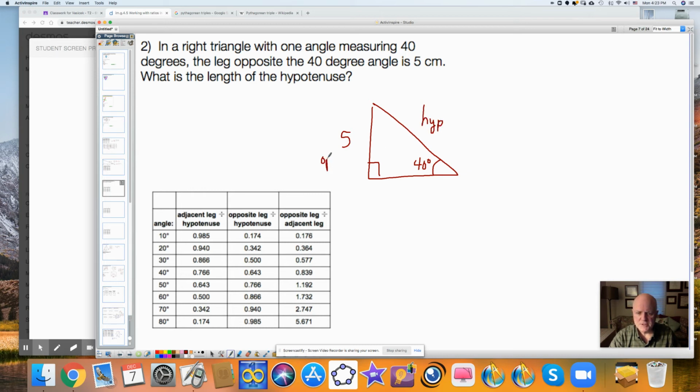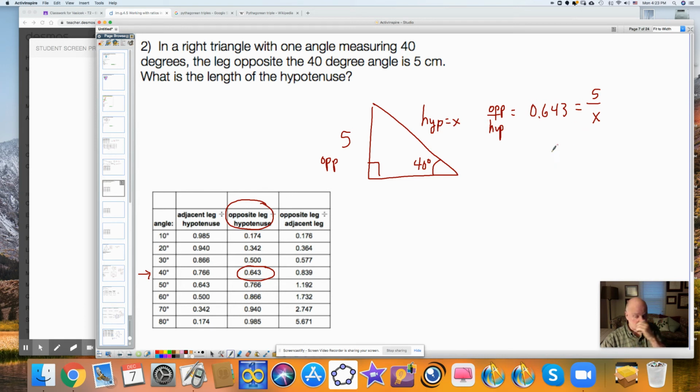Notice this is the opposite. So which ratio is the opposite divided by the hypotenuse? It's this one. I'm looking at 40 degrees right here. So that's going to give me this ratio. So if I do the ratio, opposite to the hypotenuse is equal to 0.643. And that's going to equal the opposite, 5, divided by the hypotenuse, which we'll call x.